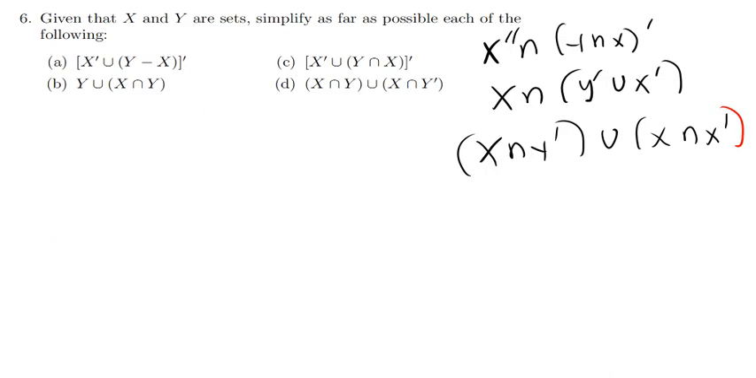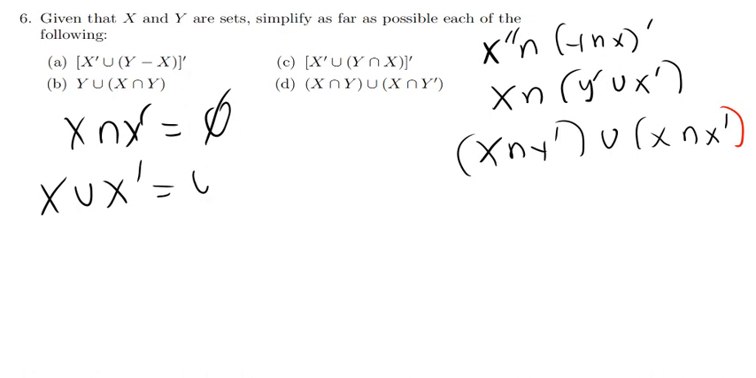Now here, what is x intersection x complement? Guys, these are the principles that you need to know. X intersection x complement is the empty set. X union x complement is the universal set, which is E. You don't know about this? Do you want me to prove it for you? Yes, we do know, sir.